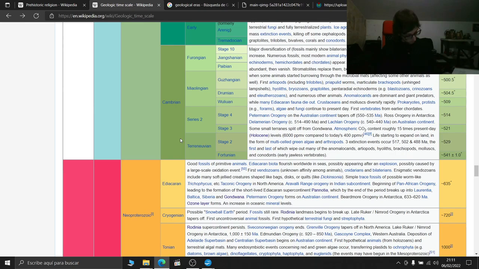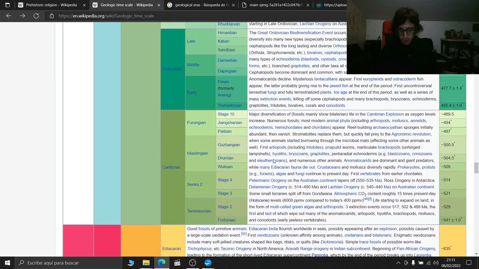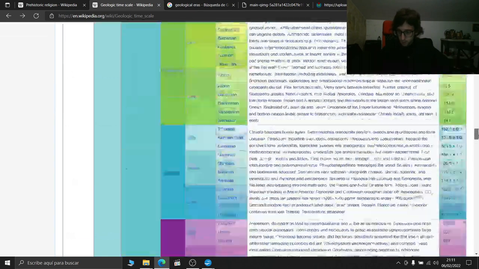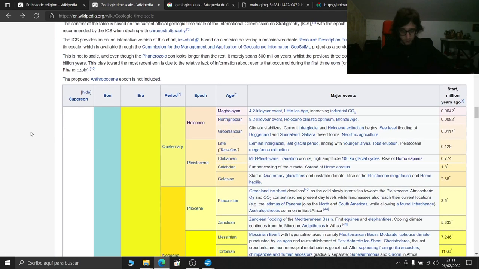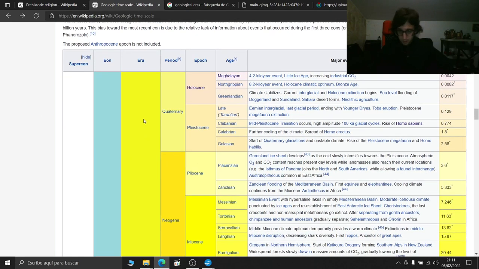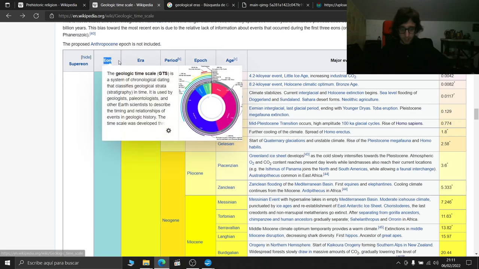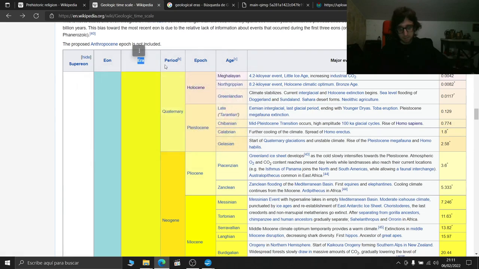Pangaea exists between the two first eras of this eon. So Pangaea starts, well, I should have started with this: super eon, eon, era, period, epoch, age. So these are the divisions. I'm going to focus more on, well, the super eon just the basic at the beginning, and then the most important are the eon, the era, the period and the epoch. These four are the most important.